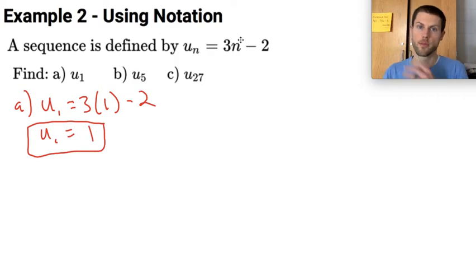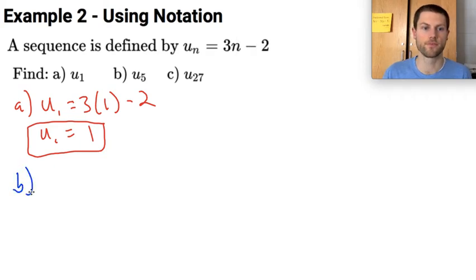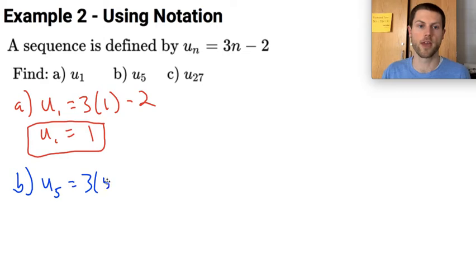This is a rule that comes up with a sequence of numbers. The first number in that sequence is 1. For letter B here, we want to find u sub 5. This is a way of saying it's the fifth term in the sequence. So I'm going to use the counting number 5, meaning that I want the fifth term in the sequence: 3 times 5, minus 2. So this will be 15 minus 2. So the fifth term in the sequence is 13.